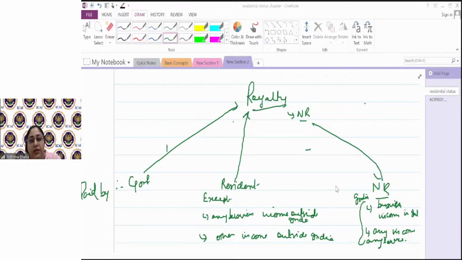Okay. Next, FTS is exactly the same as royalty. The taxability is exactly the same. Hardik, I'll try, and I'm trying to use it also. So please pay attention.